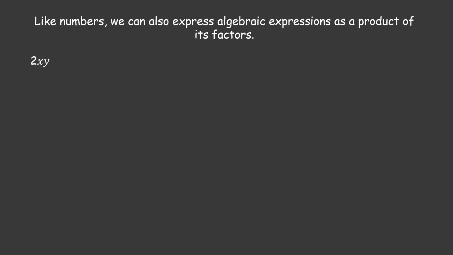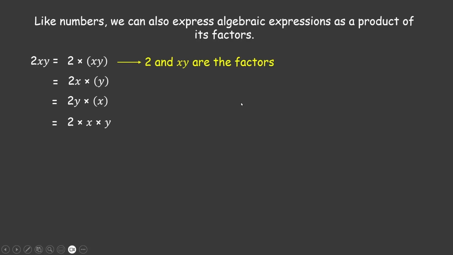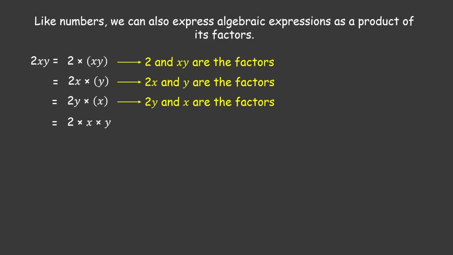For example, if we consider this algebraic expression 2xy, it can be written as 2 into xy, 2x into y, 2y into x, or 2 into x into y. Now, in the first case, 2 and xy are the factors. In the second case, 2x and y are the factors. Then 2y and x are the factors. And lastly, 2, x and y are the factors.